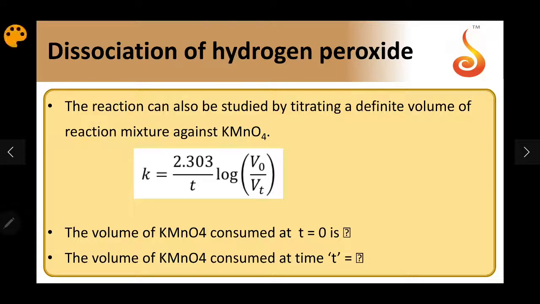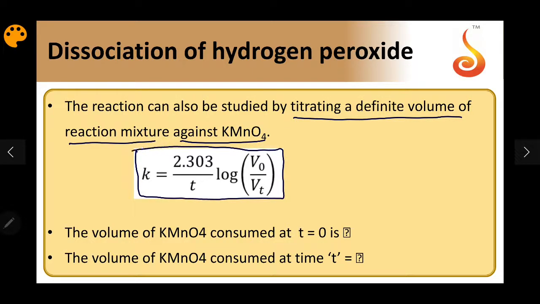The same reaction can also be studied by titrating a definite volume of the reaction mixture with KMnO4. In that case, V infinity is 0 because at the end of the reaction, no H2O2 will be left. There is nothing to react with KMnO4. So KMnO4 is reacting with the H2O2 present in the given reaction mixture. At 0 time, it is going to be A. At any time t, it is going to be A minus X. So directly it is K is equal to 2.303 by T into V0 by Vt. So volume of KMnO4 consumed at time 0 is V0 and at time t this will be Vt.